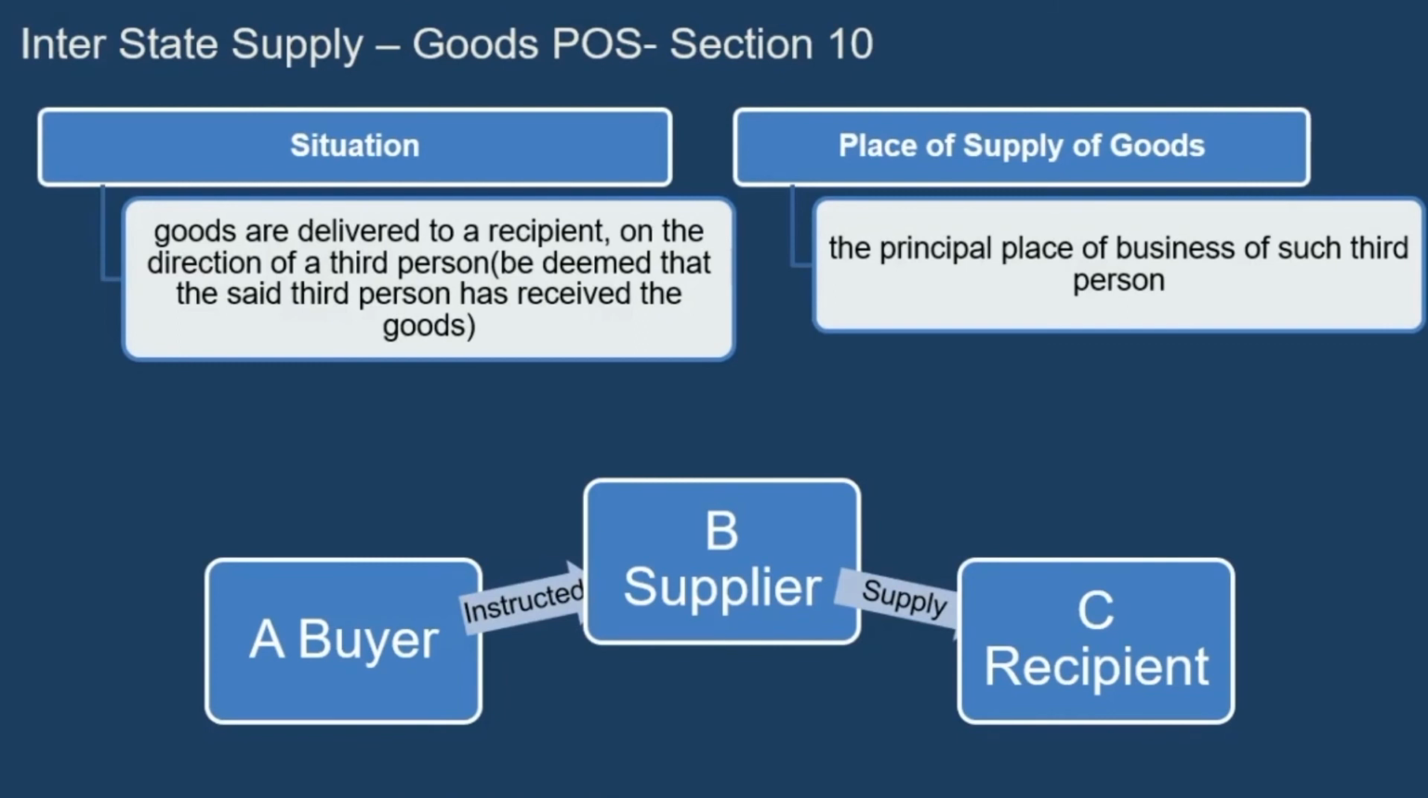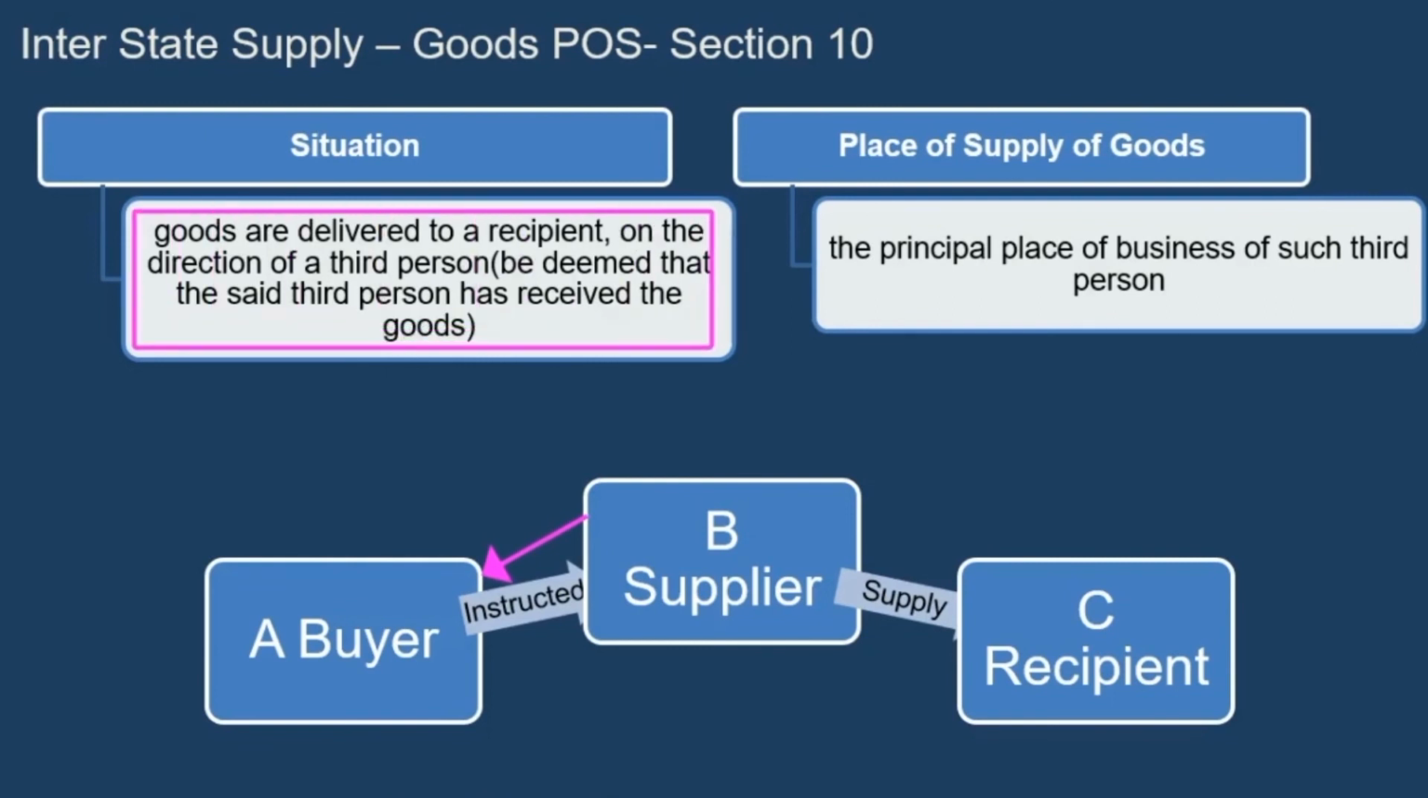So actually there are two transactions involved in this. The first transaction is between A and B, and the second transaction is between A and C. Now we are concerned with the first transaction for the time being. Between A and B, A is purchasing goods from B. Now read this particular section, then it will be more clear to you.